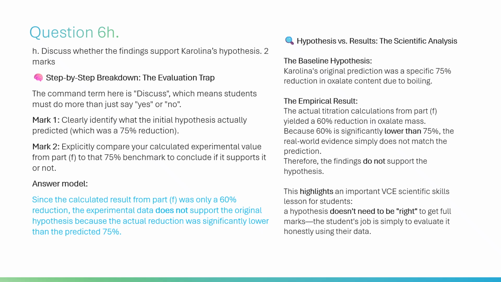Answer model. Since the calculated result from Part F was only a 60% reduction, the experimental data does not support the original hypothesis, because the actual reduction was significantly lower than the predicted 75%.